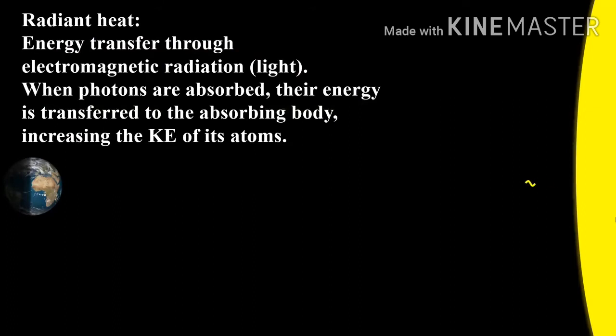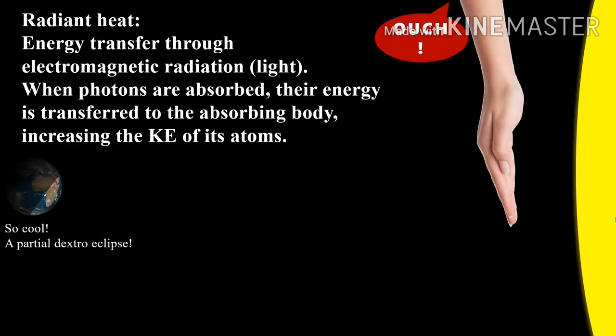Radiant heat is energy transfer through electromagnetic radiation, which is light. When photons are absorbed, their energy is transferred to the absorbing body, increasing the kinetic energy of its atoms. And of course, we can't miss this opportunity to show a partial dextro eclipse.